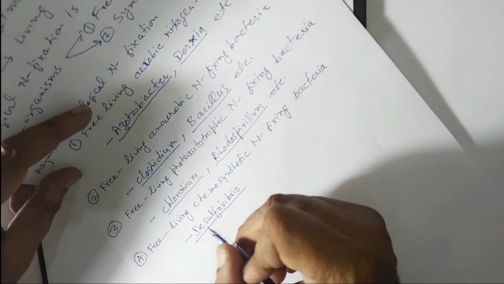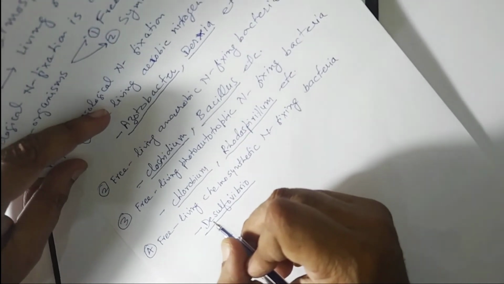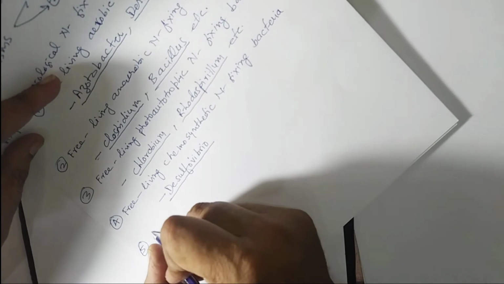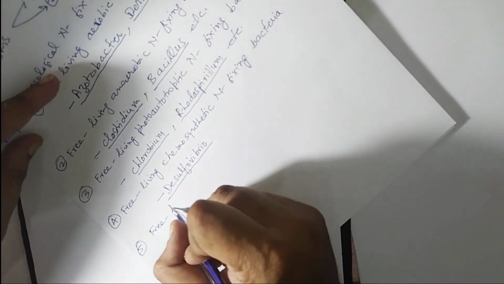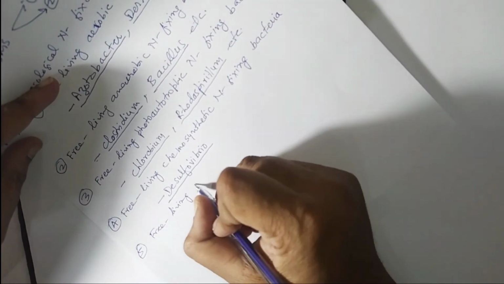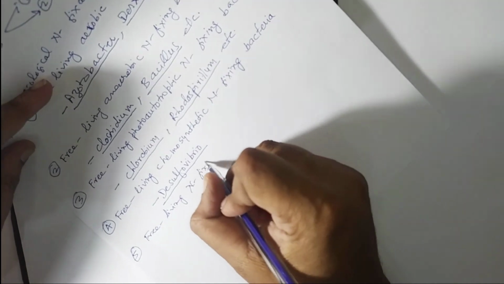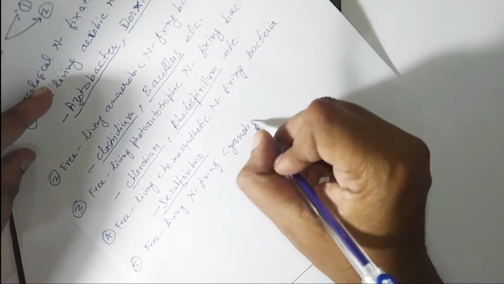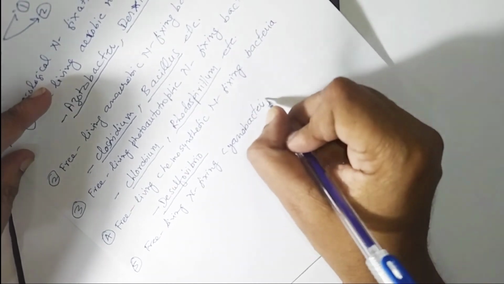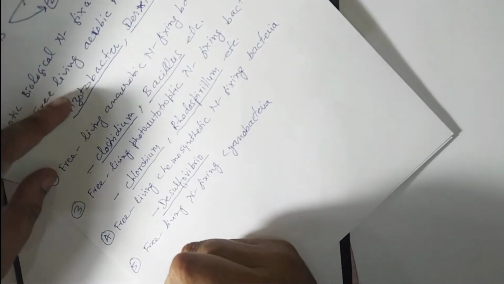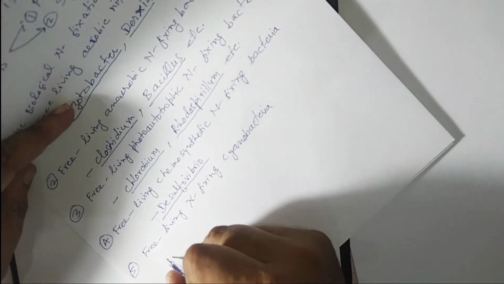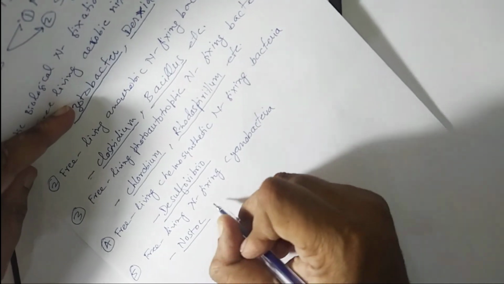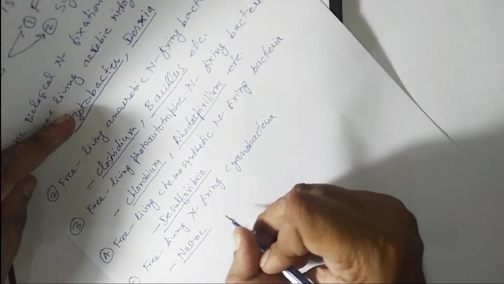Now the fifth group is free-living nitrogen-fixing cyanobacteria. These are blue-green algae. And then we have the examples of Nostoc, Anabaena, etc.